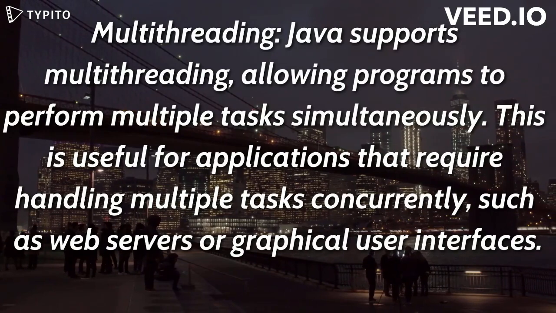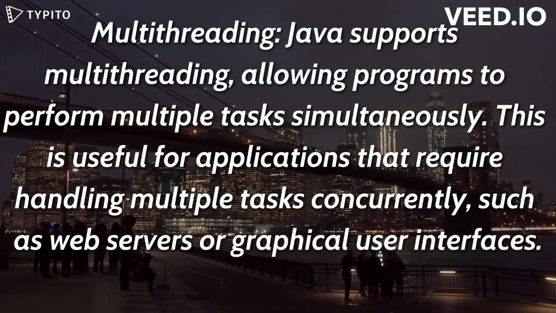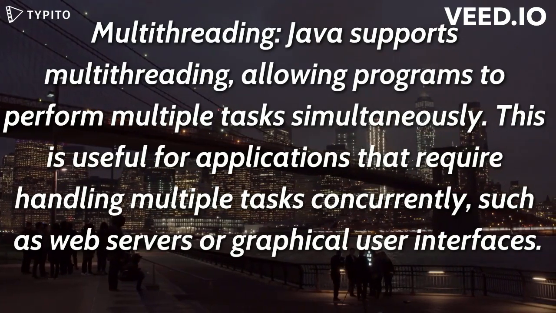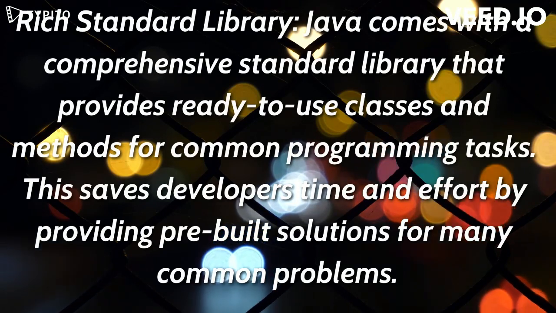Multithreading. Java supports multithreading, allowing programs to perform multiple tasks simultaneously. This is useful for applications that require handling multiple tasks concurrently, such as web servers or graphical user interfaces.